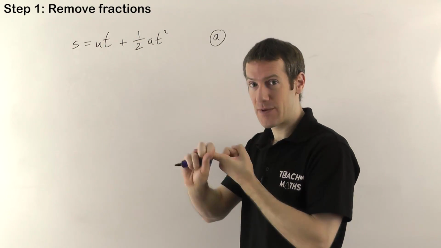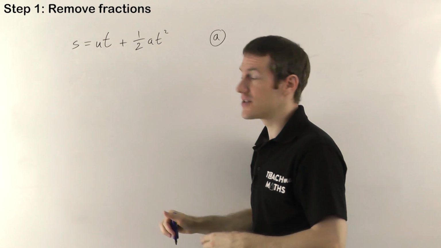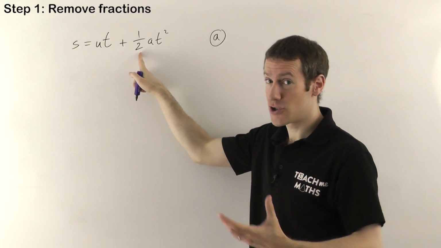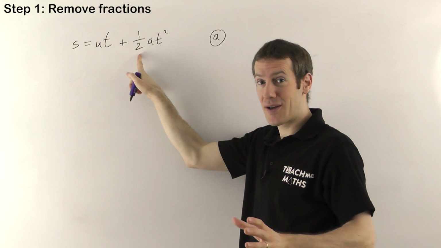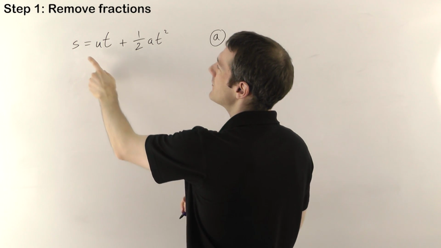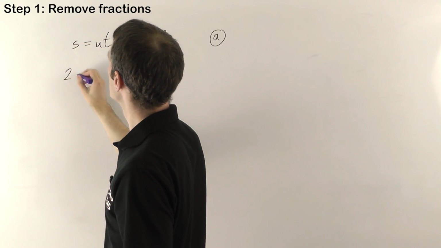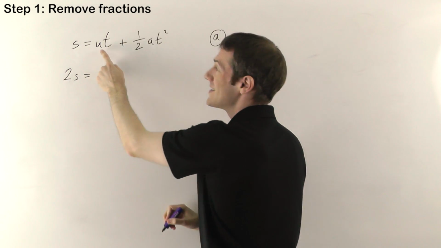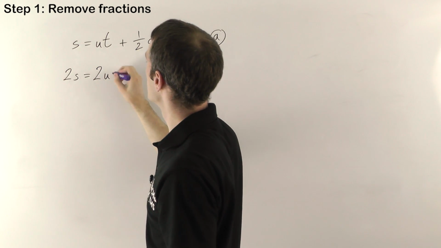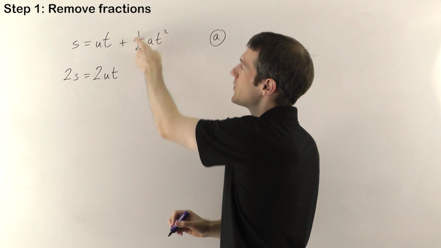Yep, our first step is to remove fractions, so we're going to get rid of that fraction. The way you get rid of fractions is you times everything by the bottom of the fraction. The bottom of the fraction here is 2, so we're going to times everything by 2. Okay, so we times the s by 2 on the left, 2s. We need to times the ut by 2, that gives us 2ut, and then we've got this half at squared, which again we need to times by 2.